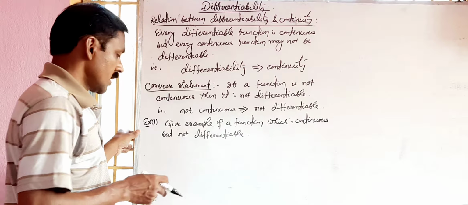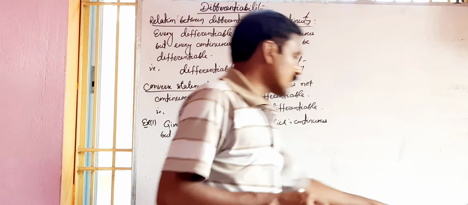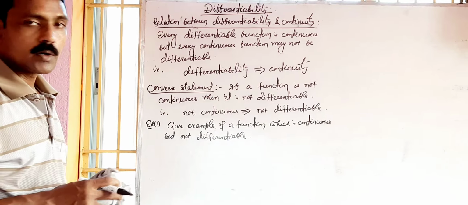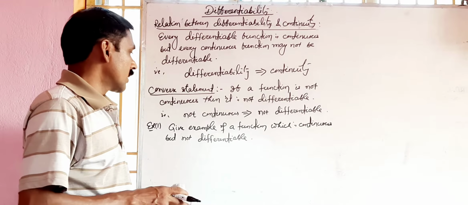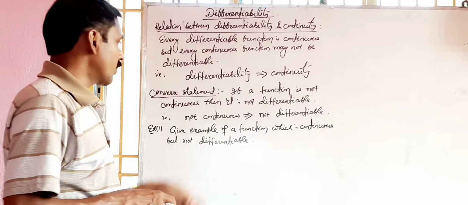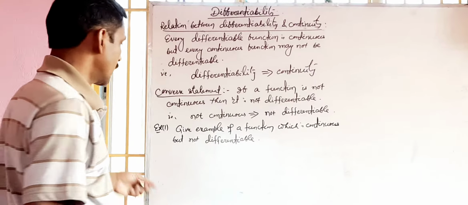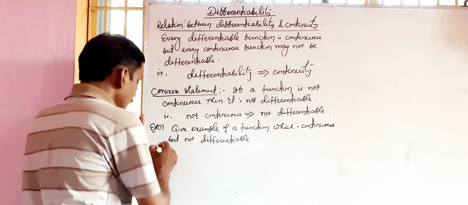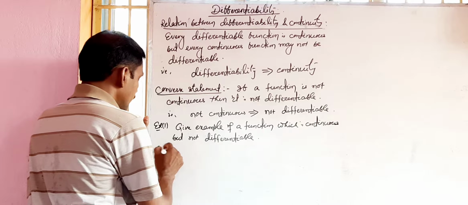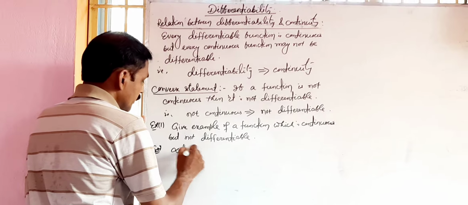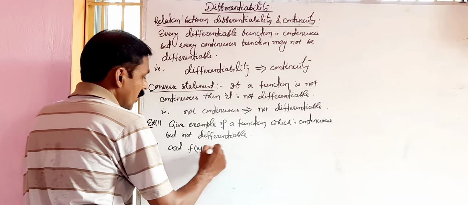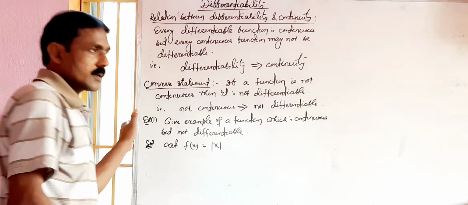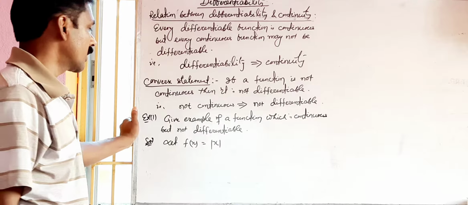First, wait. First we will prove this one: differentiability implies continuity. Then we will give an example of a function which is continuous but not differentiable. Okay, as I have already written it. First let us prove. Solution: let f of x equal to mod x. This is a function.